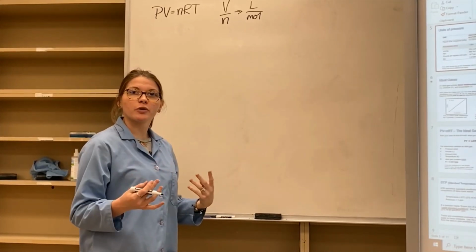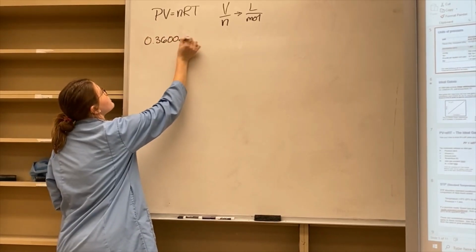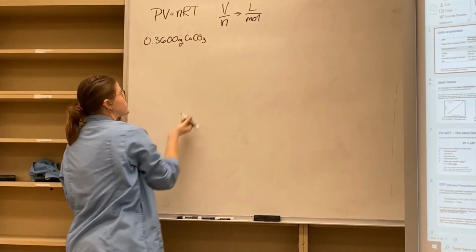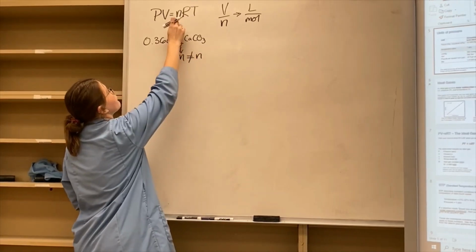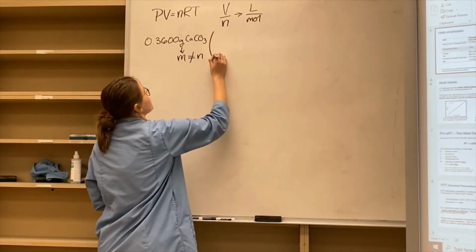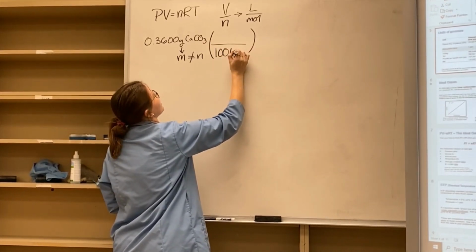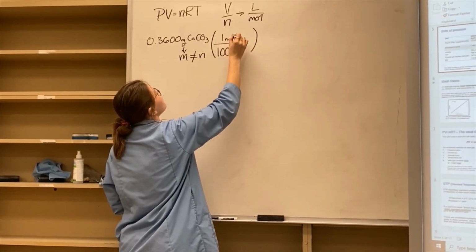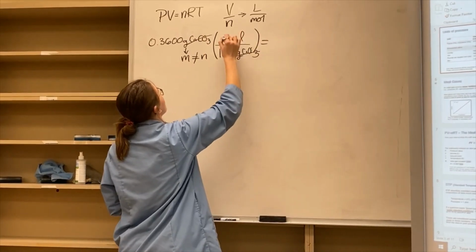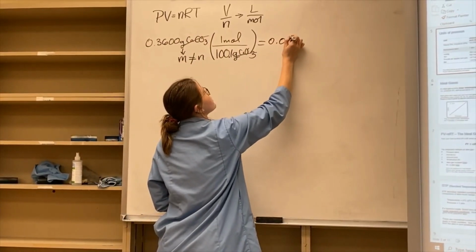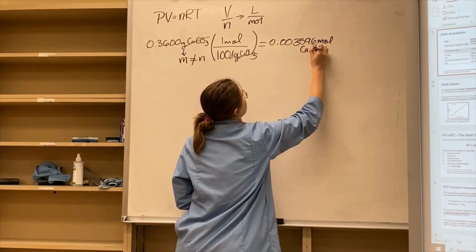So in a perfect world, we have measured out 0.3600 grams of our CaCO3. Note that grams is a mass. It is not equivalent to the number of moles we have, right? So we have to first convert. The molar mass of calcium carbonate is 100.1 grams per 1 mole. This will cancel out and it'll get us to our moles. So that's going to equal 0.003596 moles of calcium carbonate.